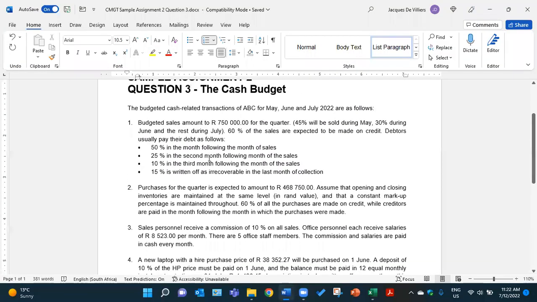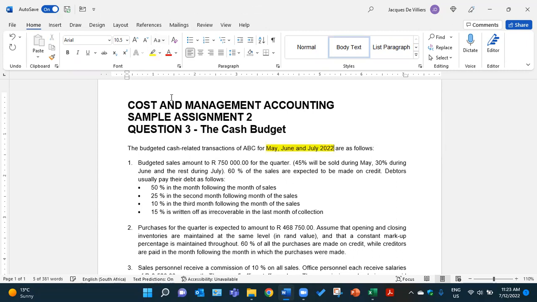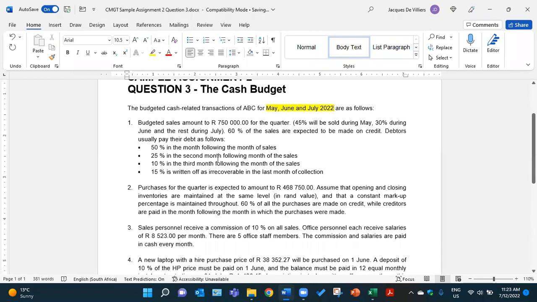Okay, so the cash budget. They say the budgeted cash-related transactions of ABC for May, June, and July 2022 are as follows. So this is our period, May, June, and July 2022. Let's pretend that we have a highlighter again, and I'm just highlighting everything that I see as important.